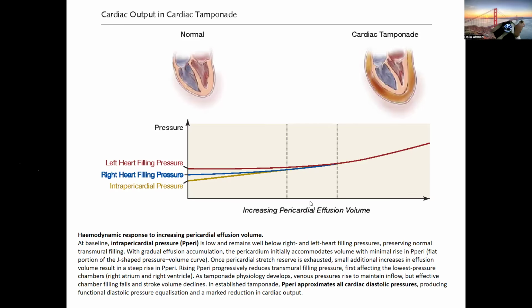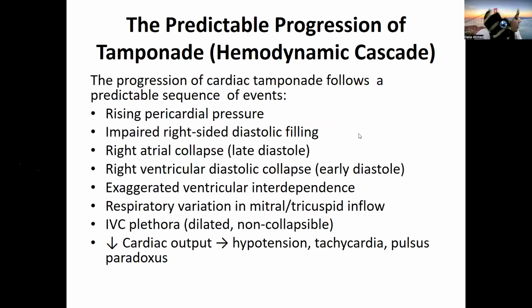In established tamponade, the pericardial pressure approximates the pressure in all cardiac chambers, and this is in the third stage, producing functional diastolic pressure equalization and marked reduction in cardiac output. This is the final stage of established cardiac tamponade. And the predictable progression of tamponade, or hemodynamic cascade, follows a predictable sequence of events.